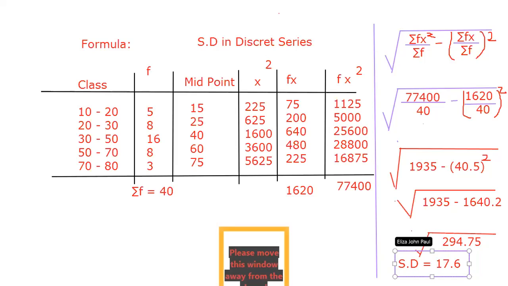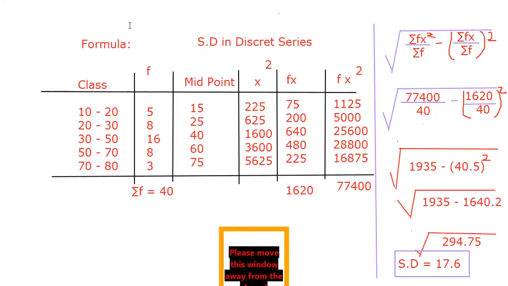In discrete series, they will give us the variable as it is, so we need not find the mid value separately. We can straight away multiply f into x, then find x square, then f into x square, and apply it in our formula for the discrete series. The task we have done is for continuous series. So this is how we identify standard deviation in continuous series.